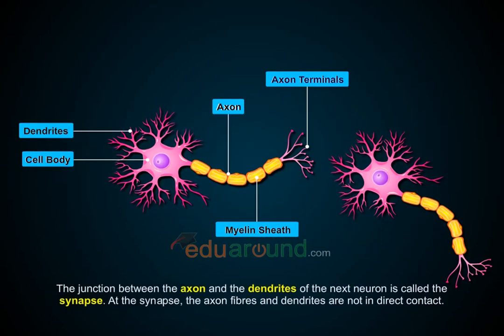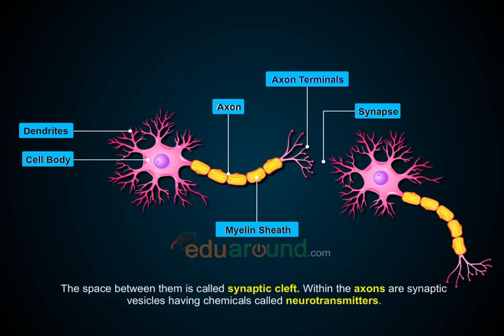D. The junction between the axon and the dendrites of the next neuron is called the synapse. At the synapse, the axon fibers and dendrites are not in direct contact. The space between them is called synaptic cleft. Within the axons are synaptic vesicles having chemicals called neurotransmitters.